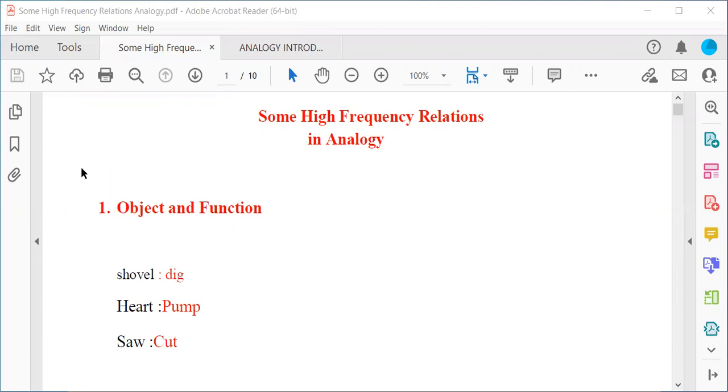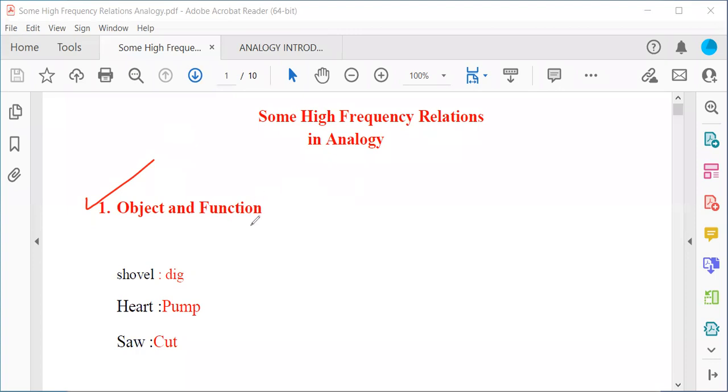Our second video today is going to be about some high frequency relations in analogy in GAT. There are more than 15 types of analogy in GAT. So today, we will cover at least 2 types, until we finish them all. Let's start with the first type of analogy, or the first relationship of analogy, which is called, as you see on the screen here, object and its function, or we call it just function.